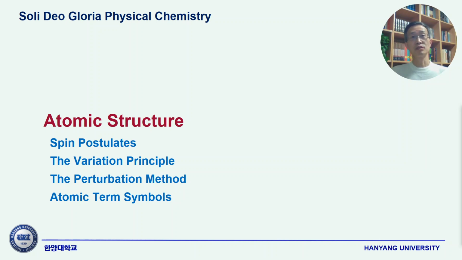So we need to talk about spin, and then because of two or more electrons, now we have to deal with electron repulsion. That could be handled in two different approximate methods. First one is the variational principle, and the other one is the perturbation method. So we are going to talk about those two.